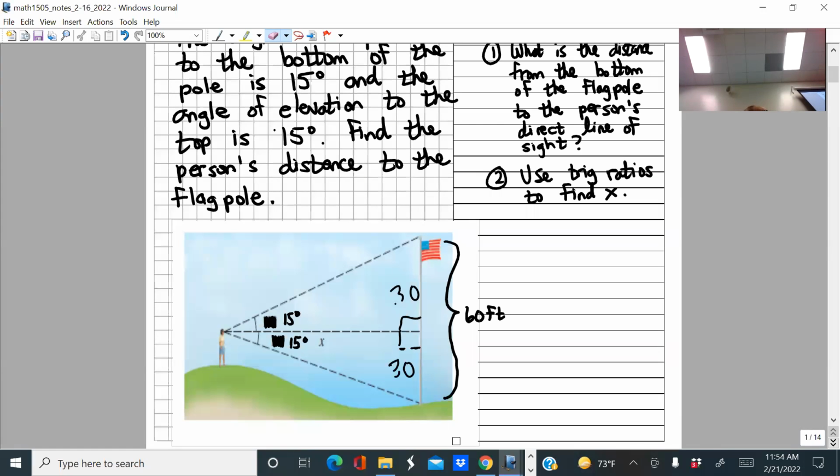Tangent, right? Again, tangent is a favorite for us because it doesn't involve the hypotenuse, right? So what was the equation there involving tangent? Yeah, easy there, right? Tangent of 15 is going to be 30 over x, correct? And now easy to solve that for x, right? What is the tangent of 15 approximately?